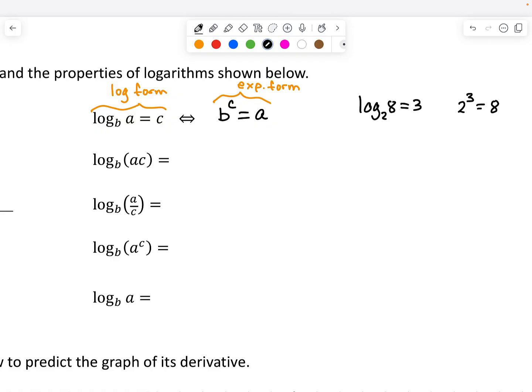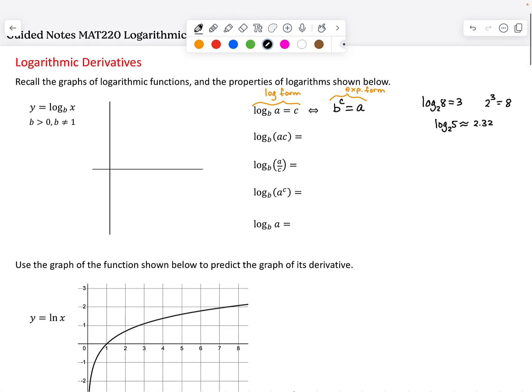Now, not every logarithm can we come up with an easy exponent. For example, log base 2 of 5 is not a simple number, but if you reach for a calculator, we can determine that this is an irrational number that is approximately 2.32. Okay, while we're at it, why don't we just continue with these log properties, and then we'll look at the graphs.